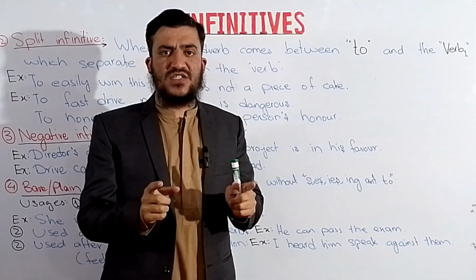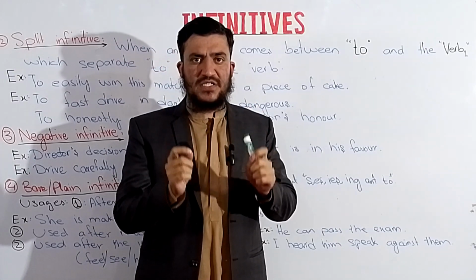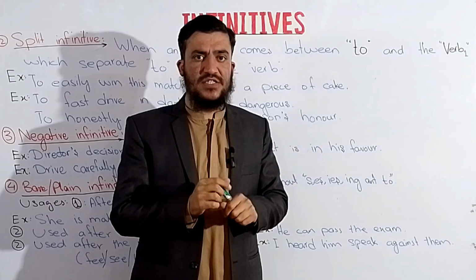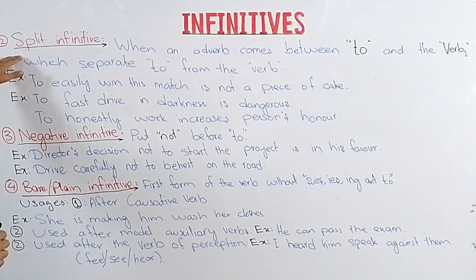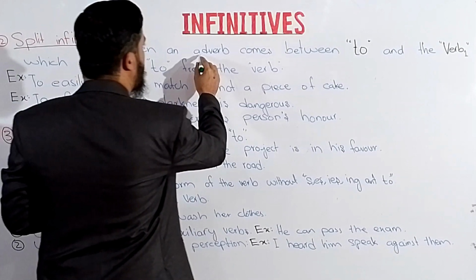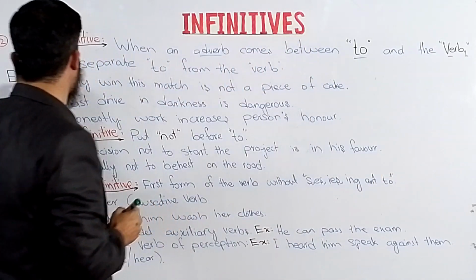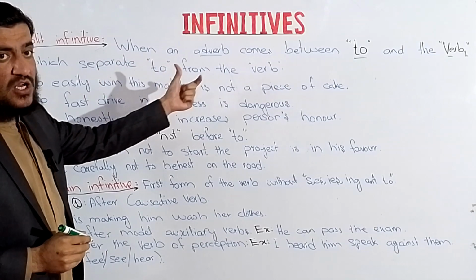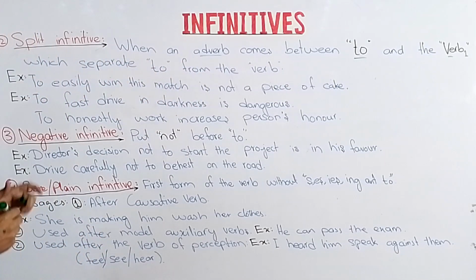Dear students, we have discussed the first type of the infinitive in our previous video, and in this lecture we will be discussing the further types of the infinitive and the respective usages. So the next type and second one is the split infinitive. Whenever an adverb comes between to and the first form of the verb, which separates to from the first form of the verb, it is called split infinitive.